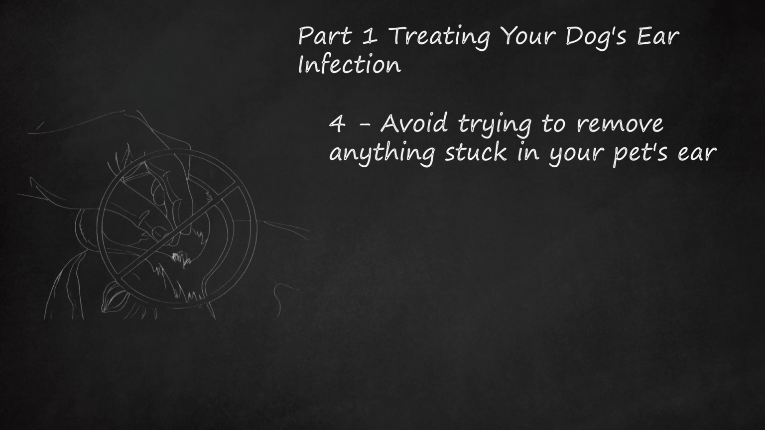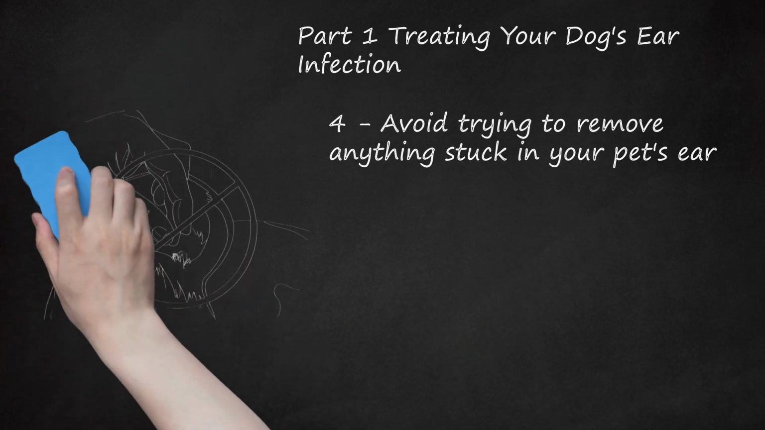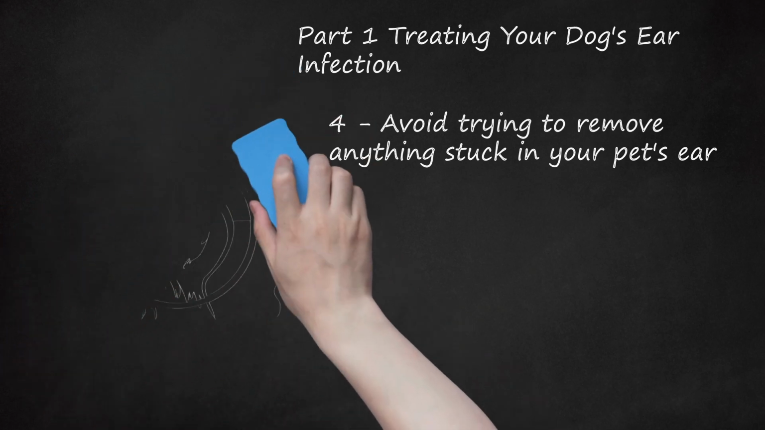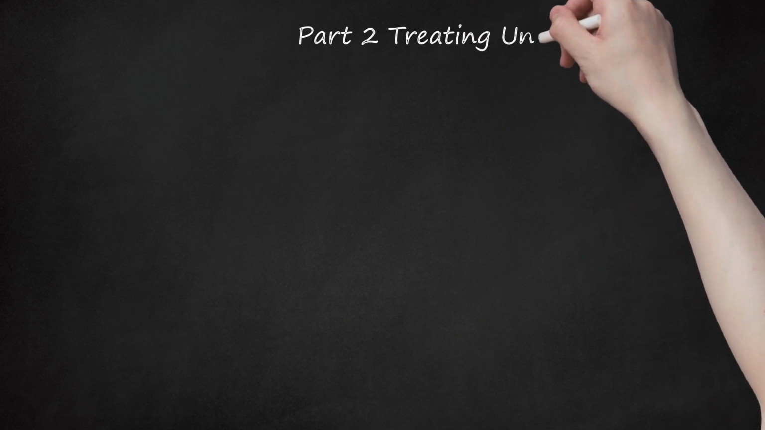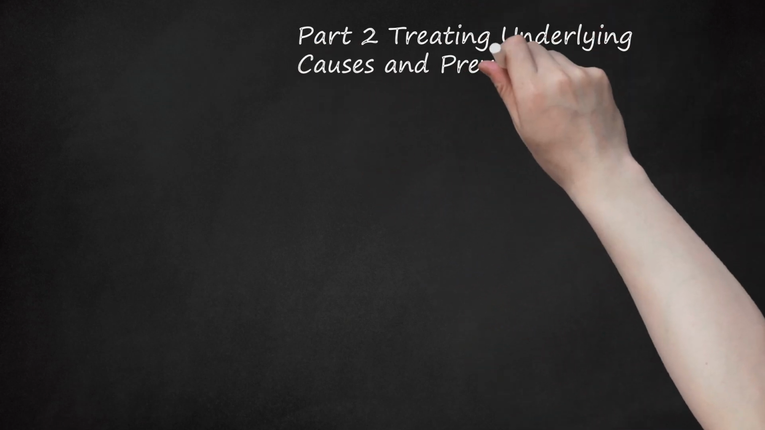Because the ear canal is L-shaped, foreign objects may be deep in the ear, out of plain sight. Specialized instruments and physical or chemical restraint are usually needed to safely remove a foreign body. This is why it's important to let your vet handle it. Part 2: Treating underlying causes and preventing ear infections.